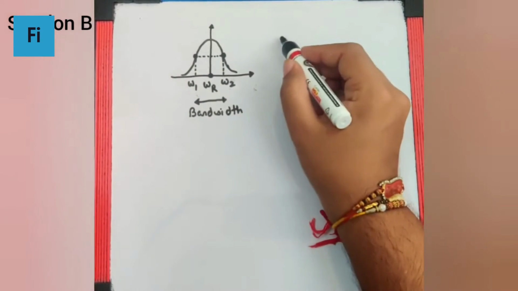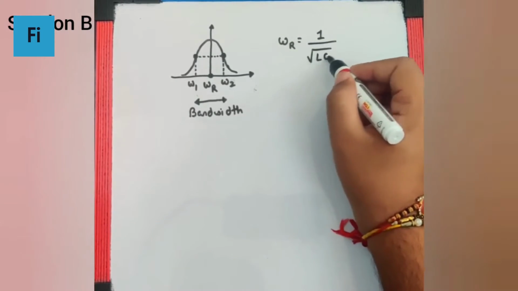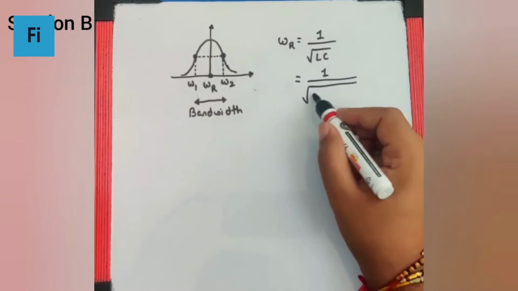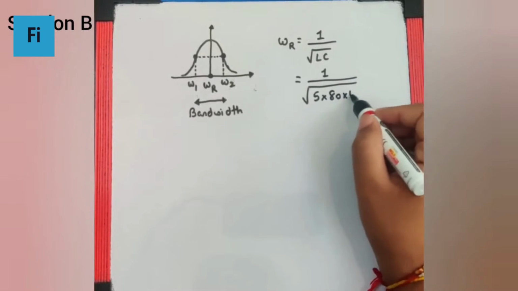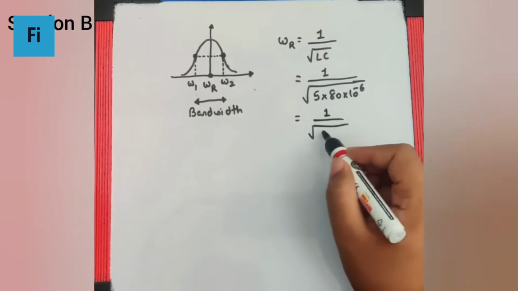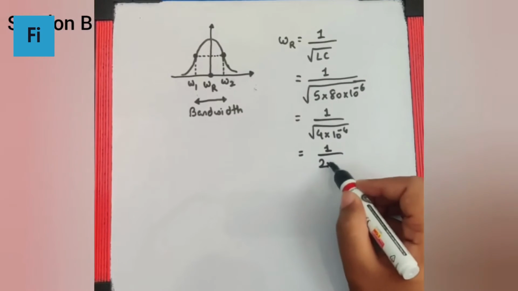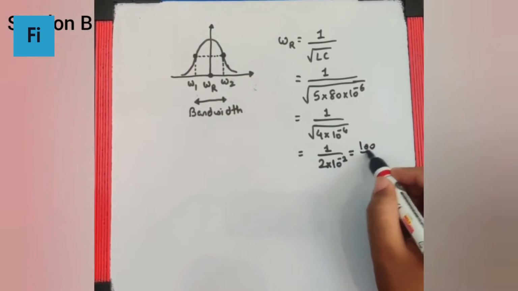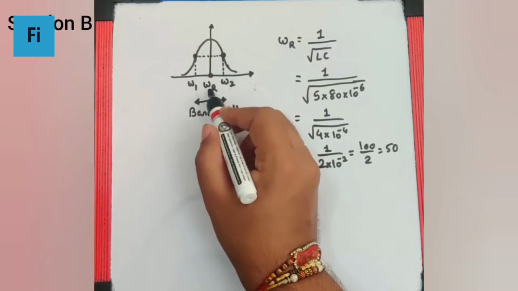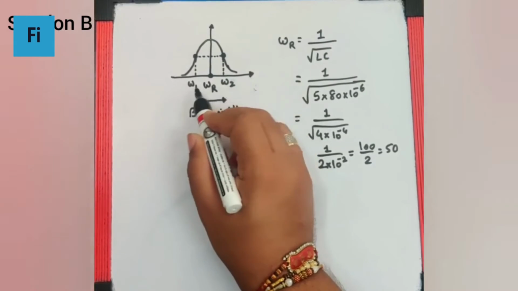Okay, so first let us find the resonating frequency, which is 1 upon root of LC. So we get 1 upon root of 5 times 80 into 10 raised to minus 6. That's 1 by root of 4 into 10 raised to minus 4. Taking the square root, we get 1 by 2 into 10 raised to minus 2, that's 100 by 2, which is 50. So this central point is going to be 50, which means the range will lie somewhere below and above 50.